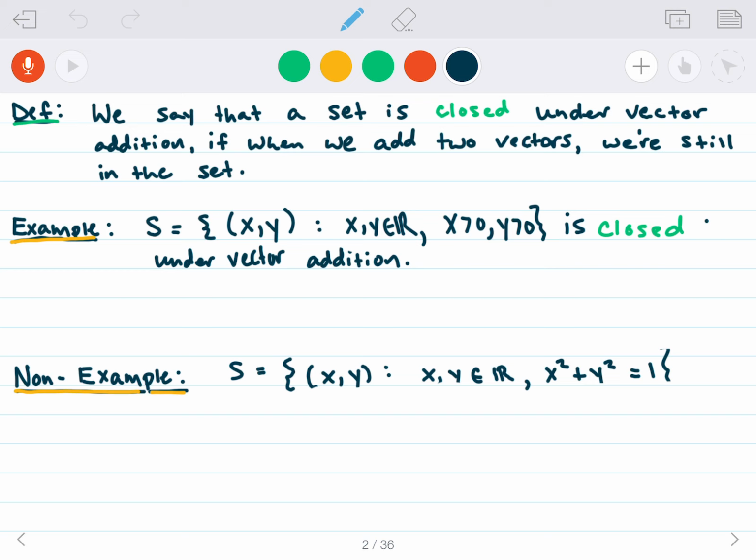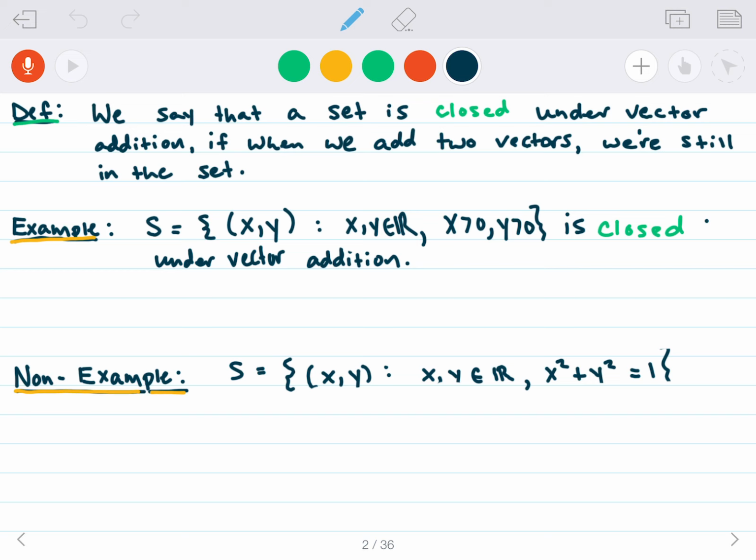So here's the definition. We say that a set, and a set is just a collection of elements, and in this case our elements we're going to call vectors, is closed under vector addition if when we add two things in the set, we're still in the set. That's what it means to be closed under addition. So let's look at an example of something that's closed under vector addition.